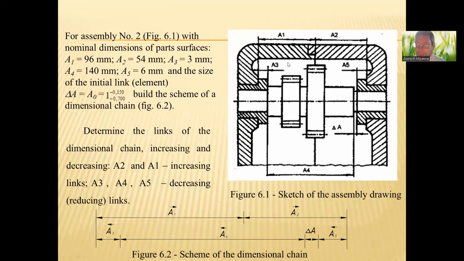And we start the calculation. For assembly number 2, you can see a sketch of the assembly drawing on our slide. We have links A1, A2, A3, A4, A5, and initial link delta A. For assembly number 2 in figure 6.1 with nominal dimensions of part surfaces, A1 is equal to 96 millimeters.